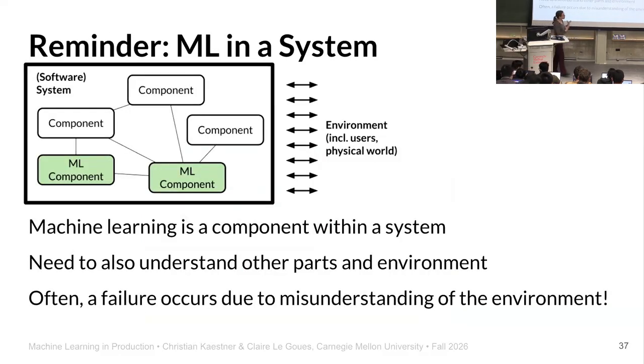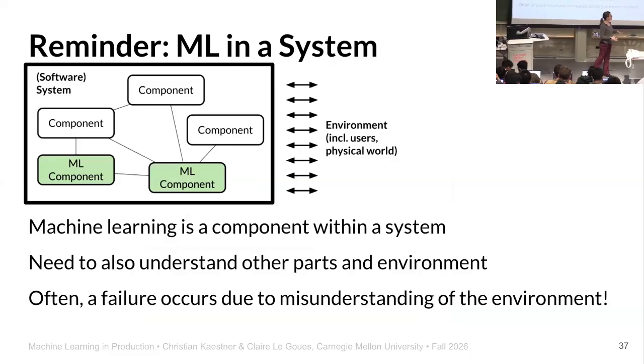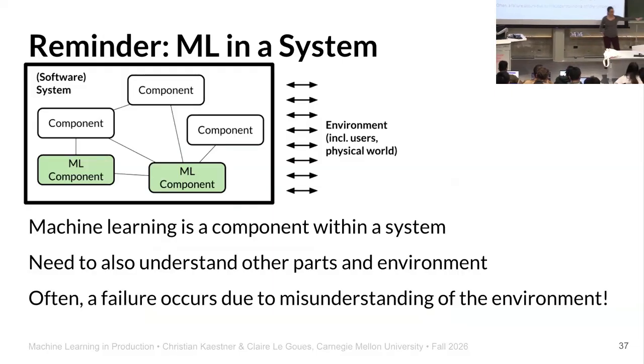So this goes back to our original framing of this problem, which is that we're talking about machine learning as a component within a system. And we need to understand other parts of that system and the environment. And a lot of times, the worst failures occur due to misunderstandings of the environment or the system's place within it.